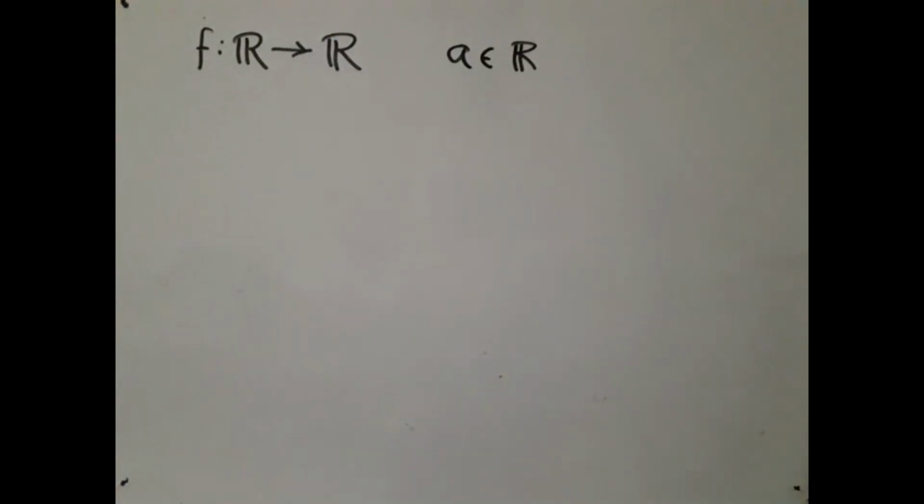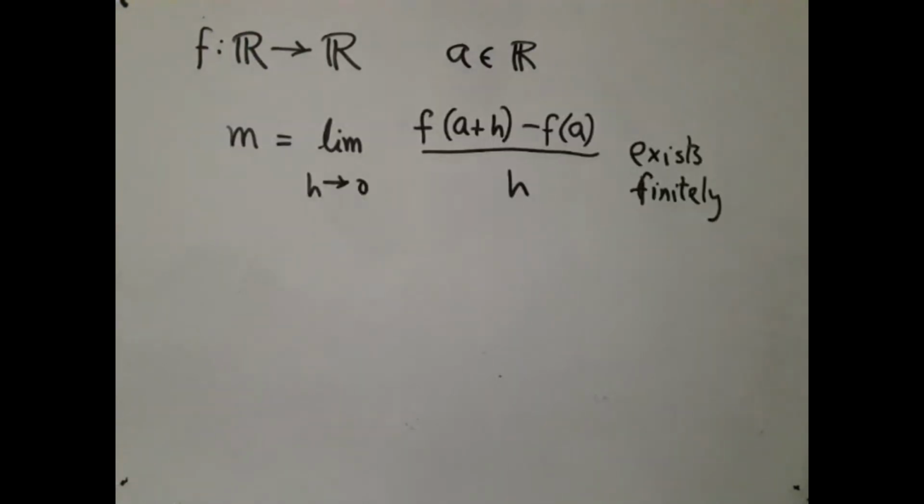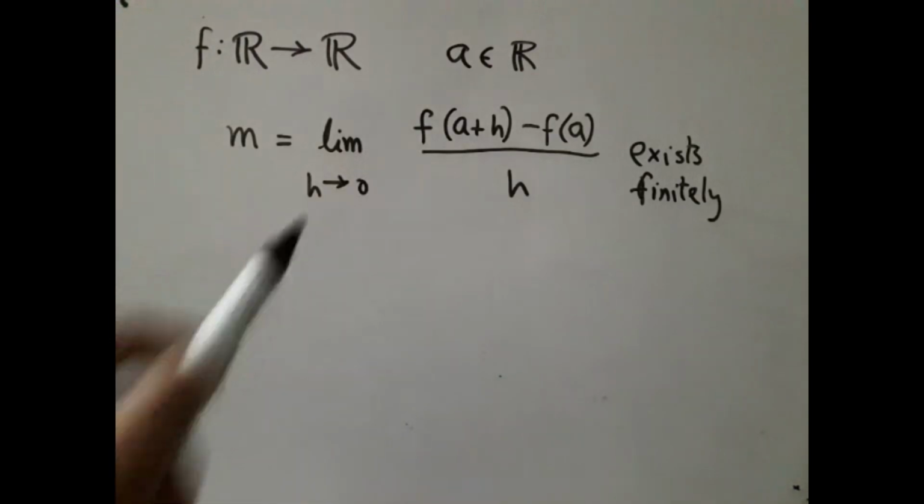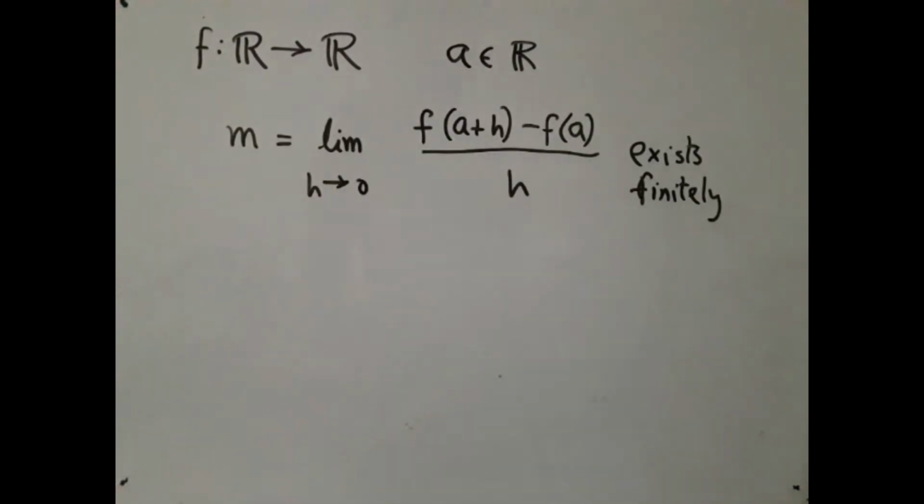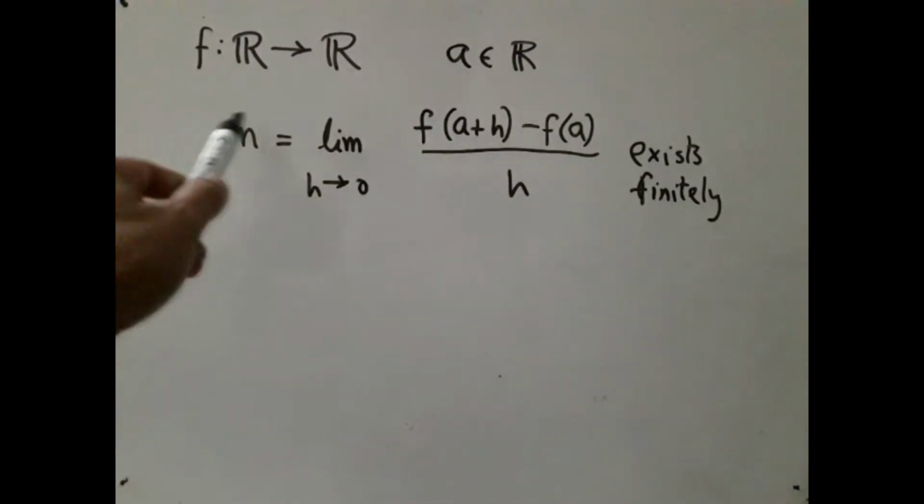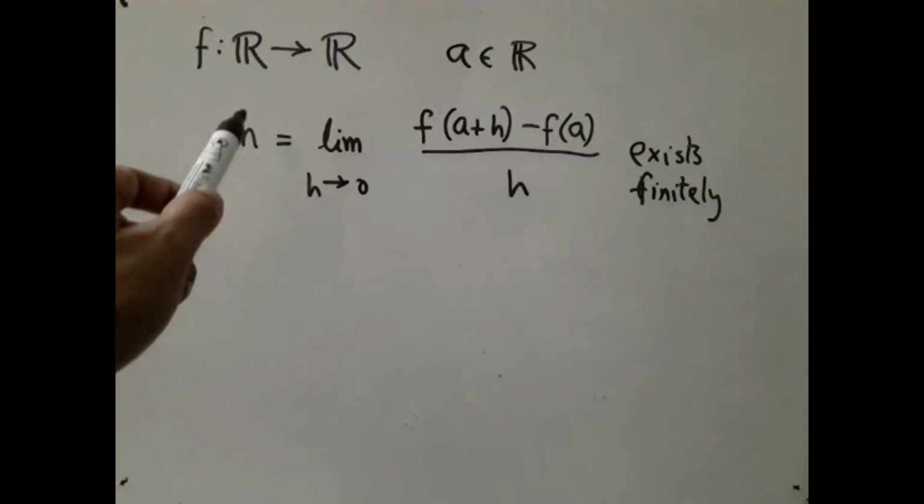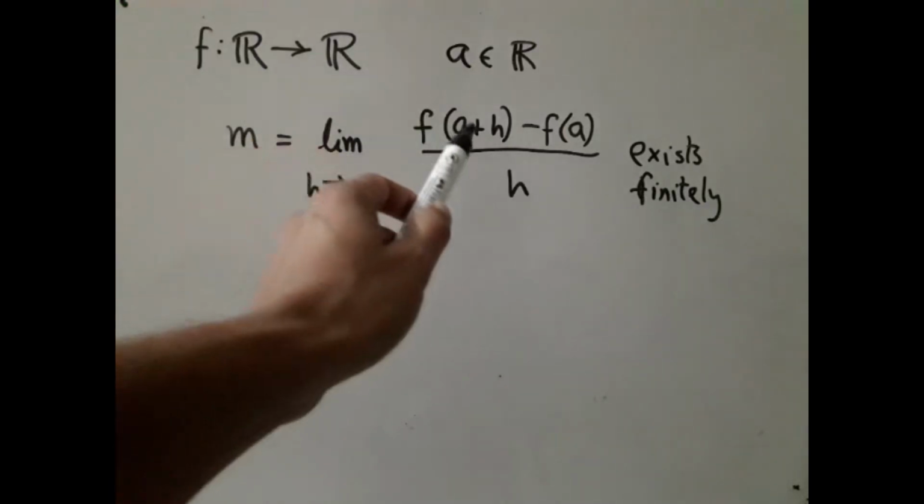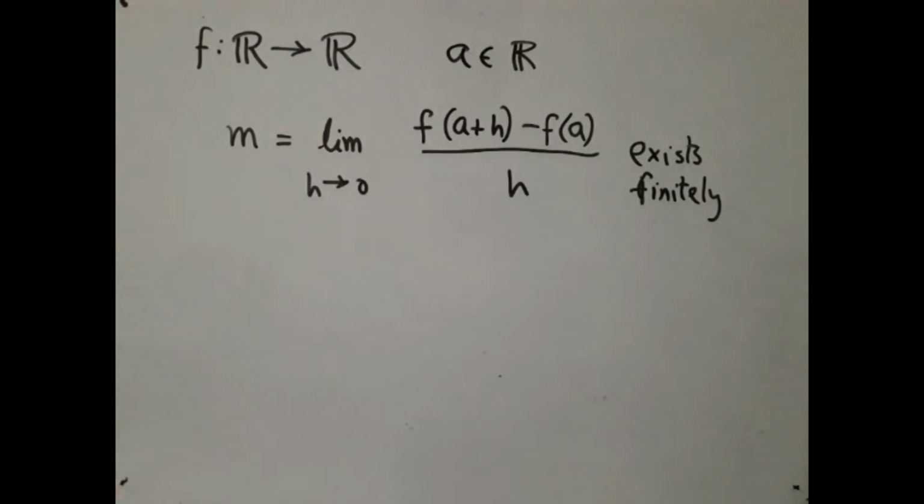We want to say that f is differentiable at A. The definition was that this limit exists finitely. And if I call that limit m, then m is the derivative of f at that point A.